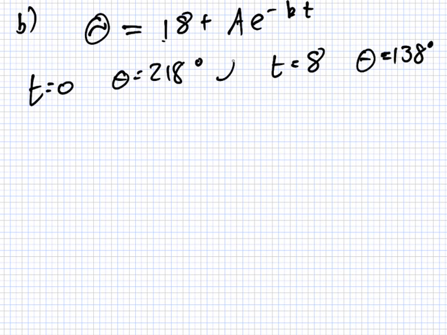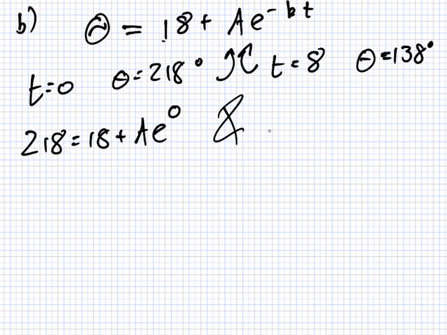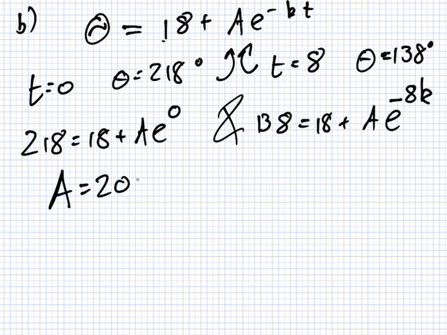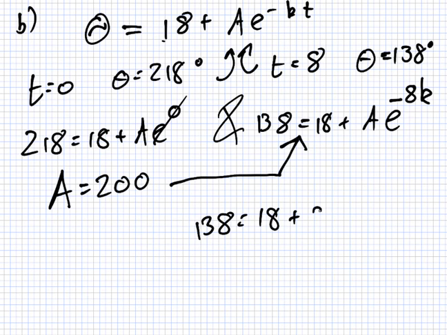So we sub them both in to make 2 equations. So our first one is 218 equals 18 plus A e to the 0, and then the second one is 138 equals 18 plus A e to the minus 8k. This one is really good because it actually gives us the A straight away as 200. So I can sub that into the second equation and I get 138 equals 18 plus 200 e to the minus 8k.